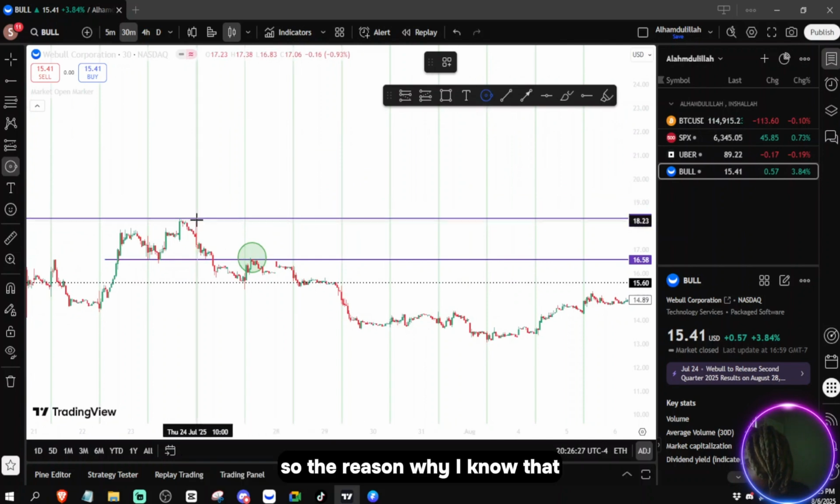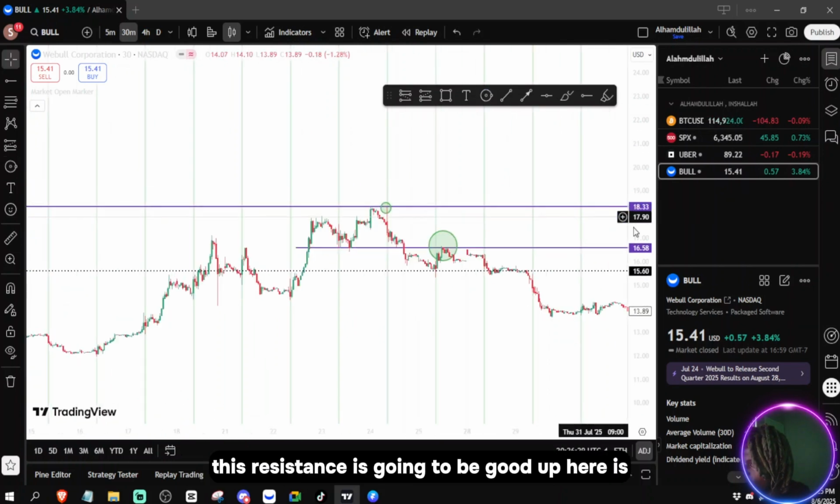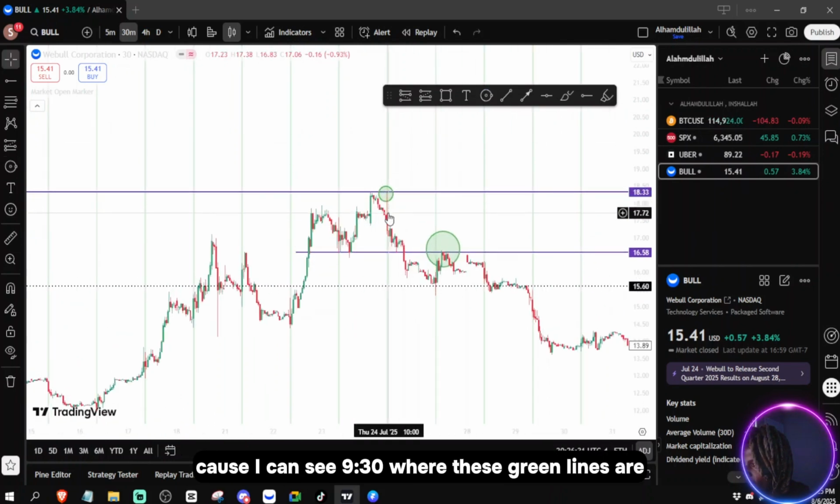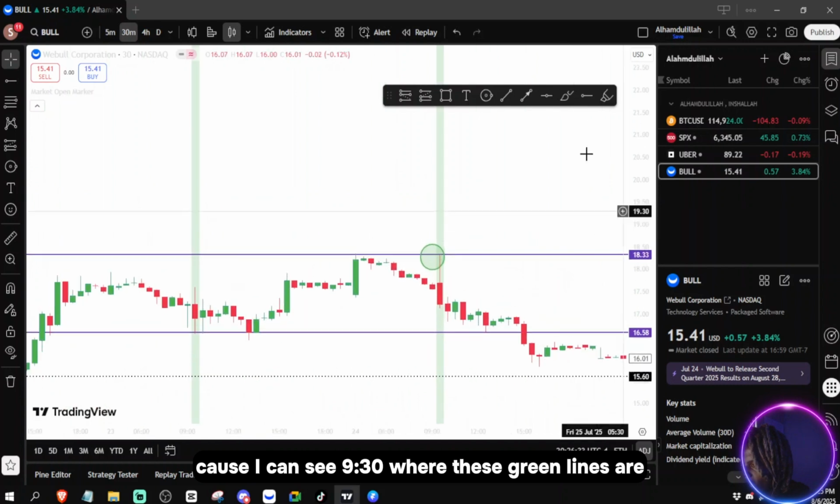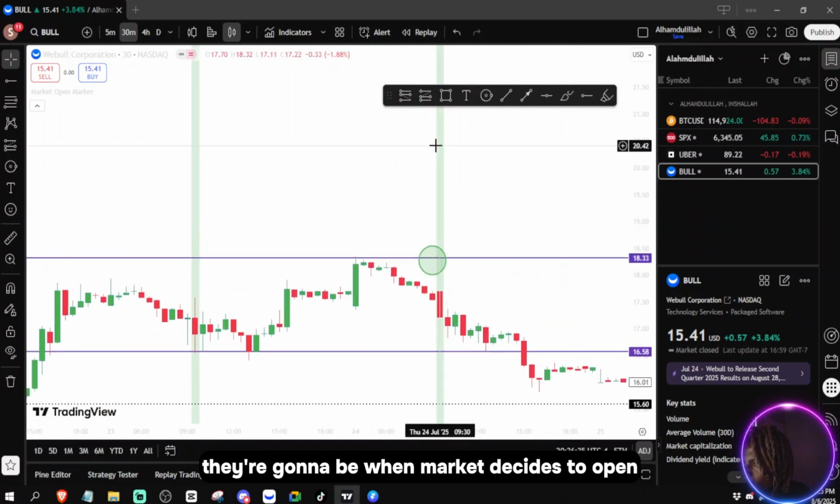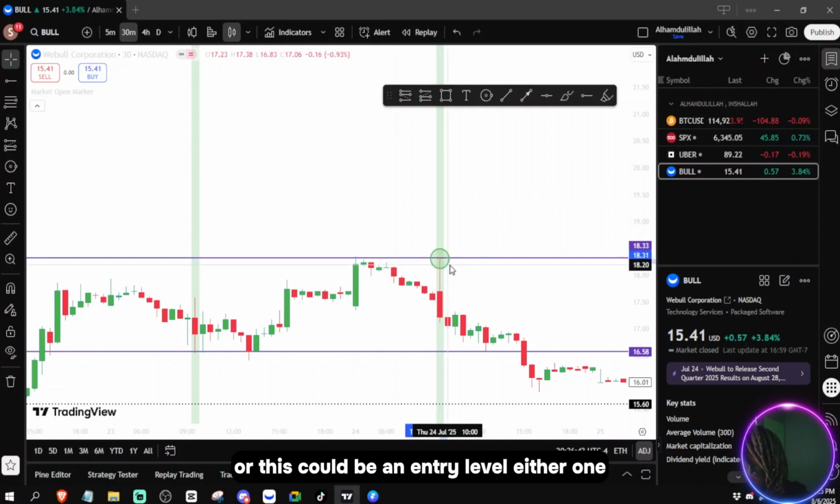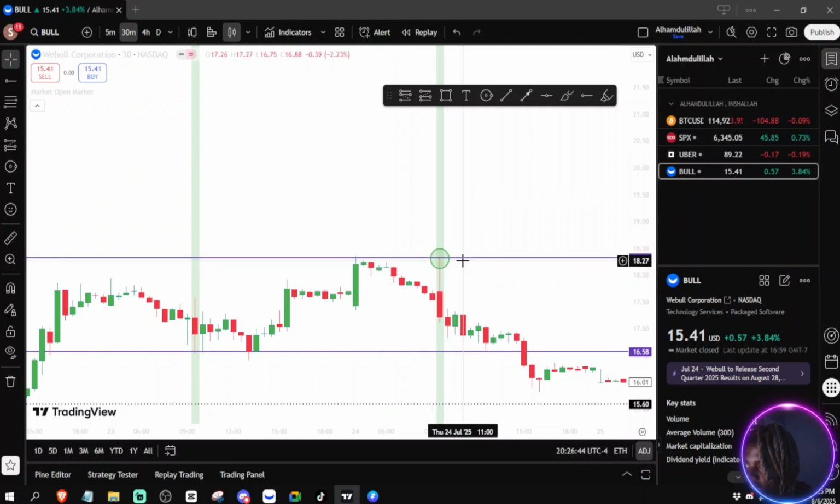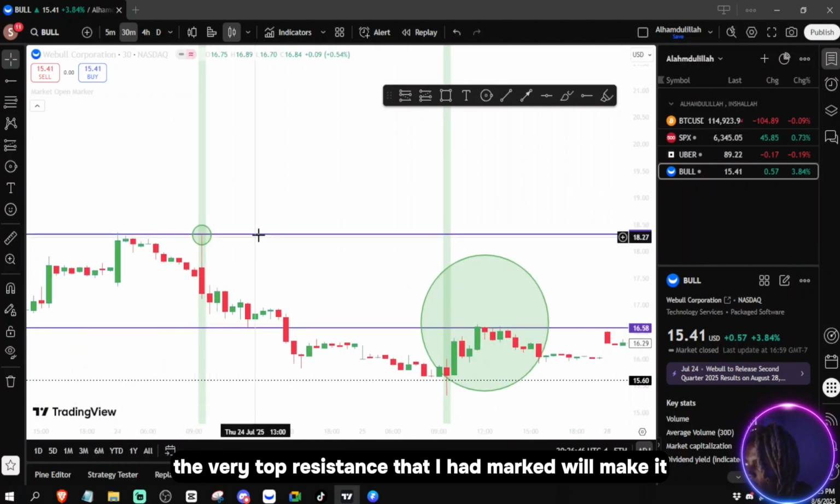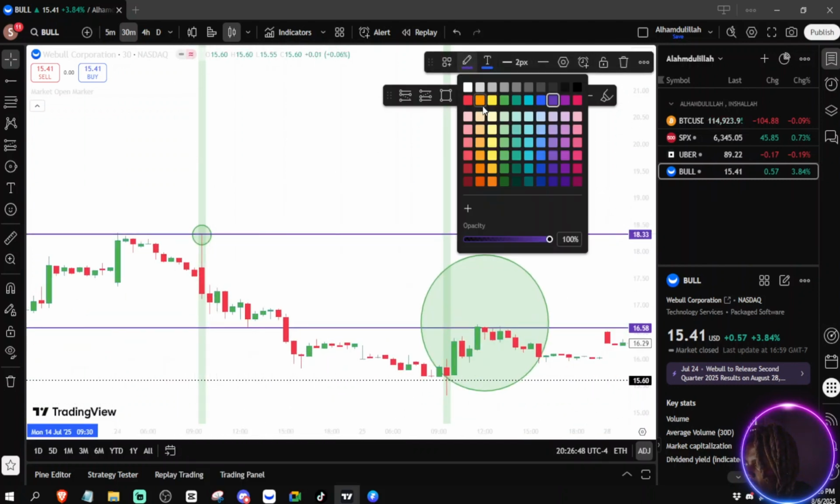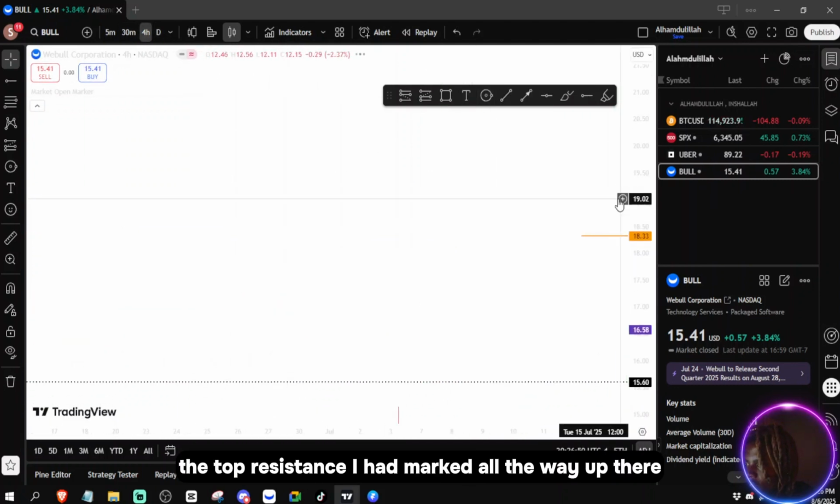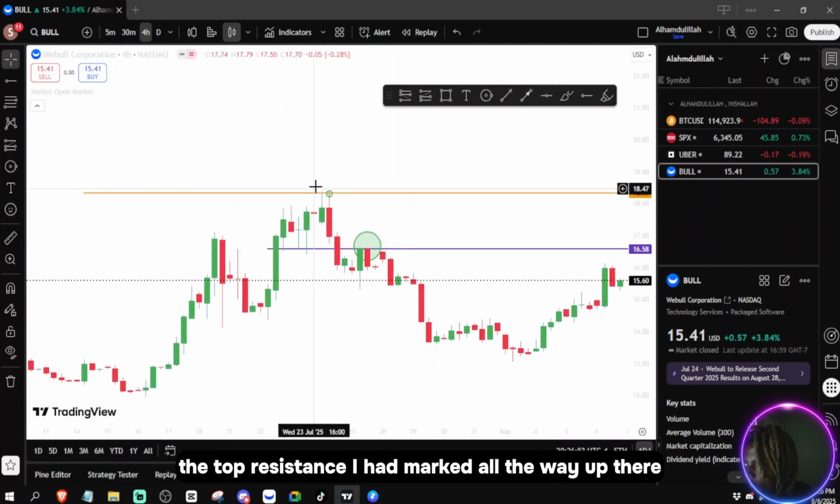The reason why I know that this resistance is going to be good up here is because I can see 9:30 where these green lines are. They're going to be when market decides to open. So I could see right at my take profit level up here, or this could be an entry level, either one. The very top resistance that I had marked, we'll make it orange, the top resistance I had marked all the way up there.